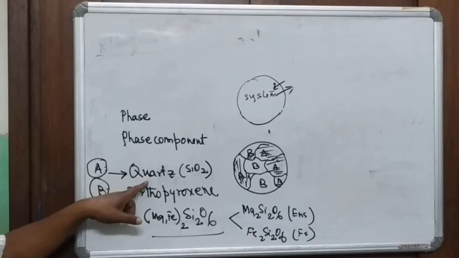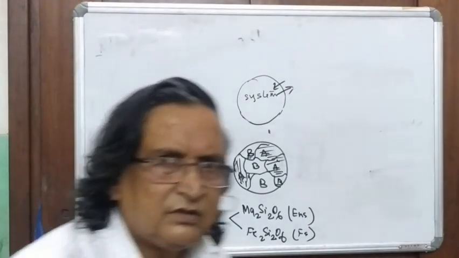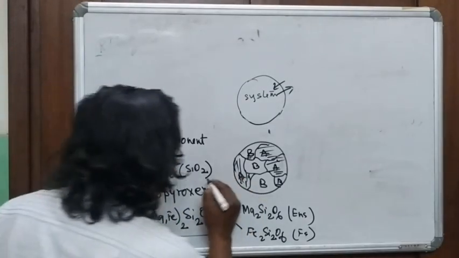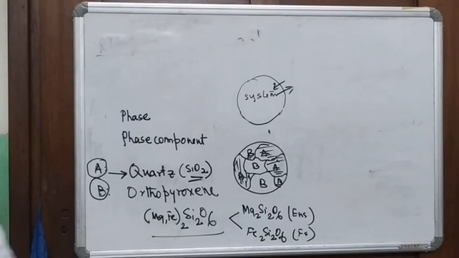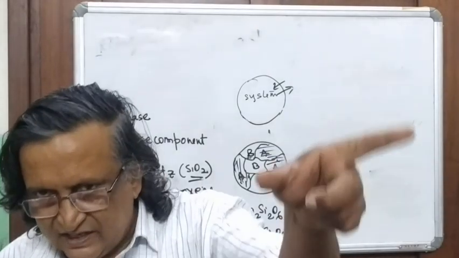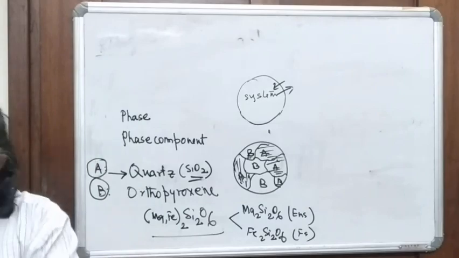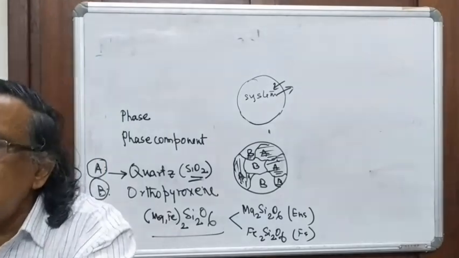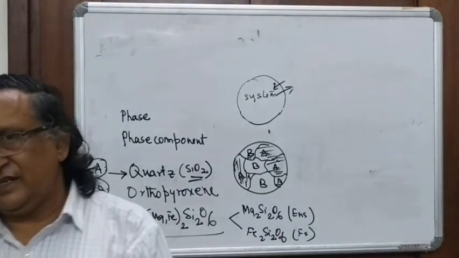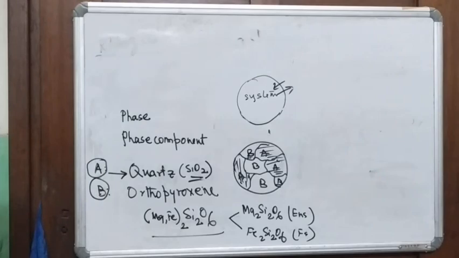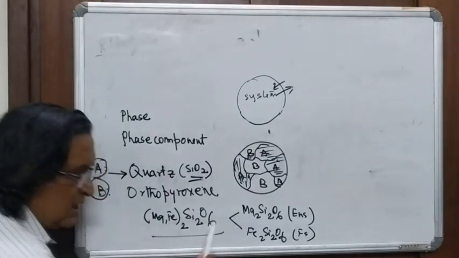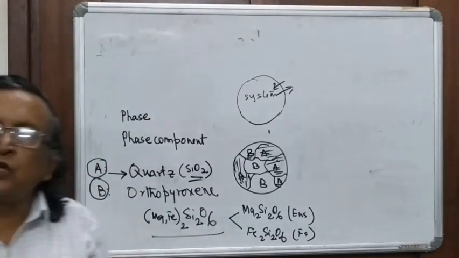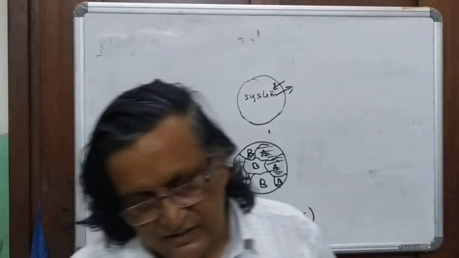Does quartz have a phase component? Yes, it does. Who said it doesn't contain phase components? But its phase component is SiO2. It's a single phase component of a phase. That is what is called a pure phase, where the phase is composed of one phase component. And when you have a situation like this, with more than one phase component, this mineral is called a solid solution phase.